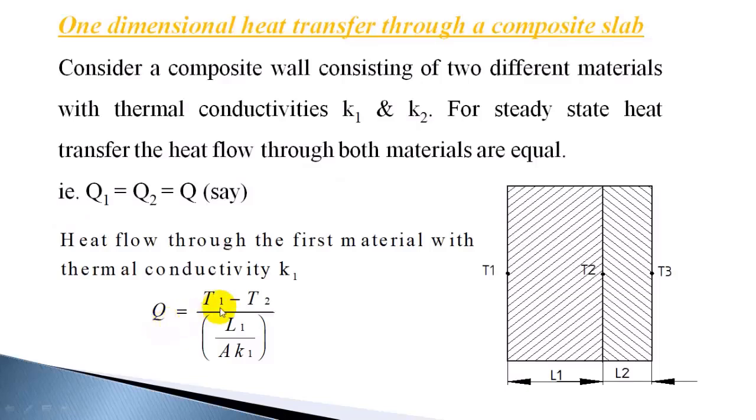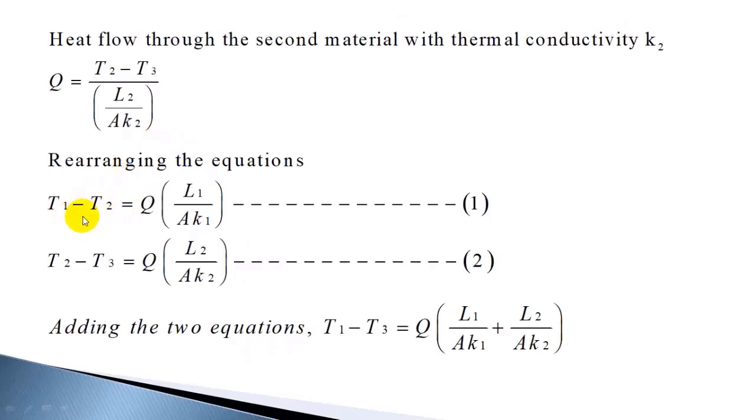So now the temperature difference you can get. We have obtained Q is equal to T1 minus T2 divided by L1 by AK1. You can find out T1 minus T2. T1 minus T2 is Q into L1 by AK1. And from the second equation, T2 minus T3 is Q into L2 by AK2. So I am getting the temperature difference in the first slab and the temperature difference in the second slab.